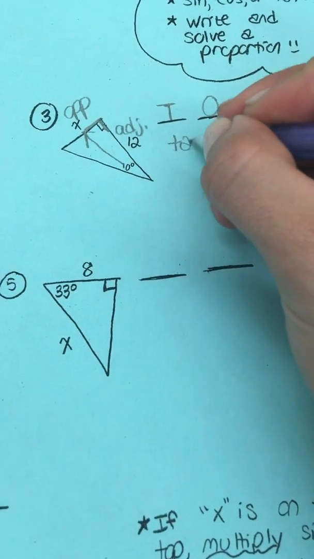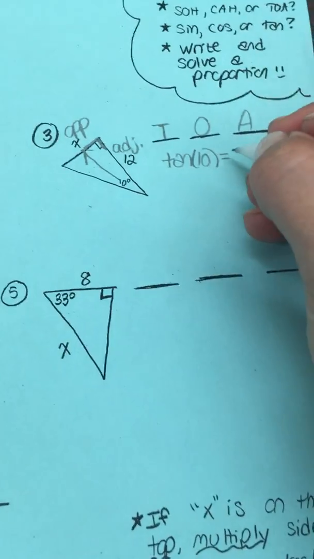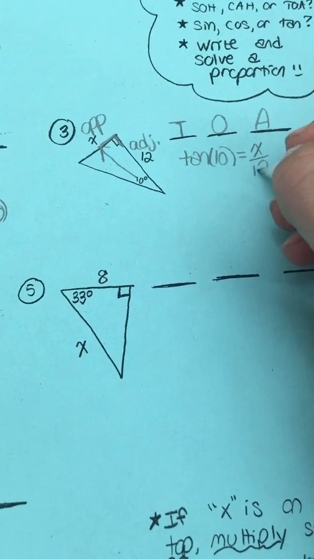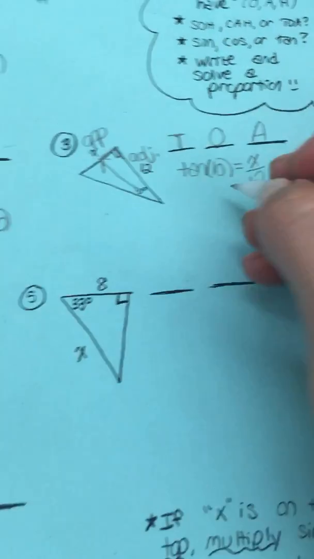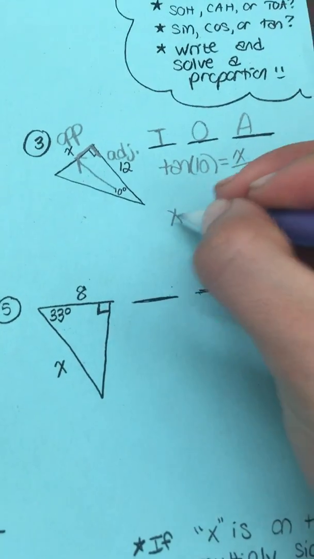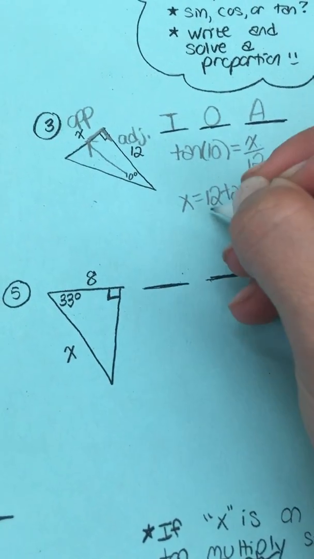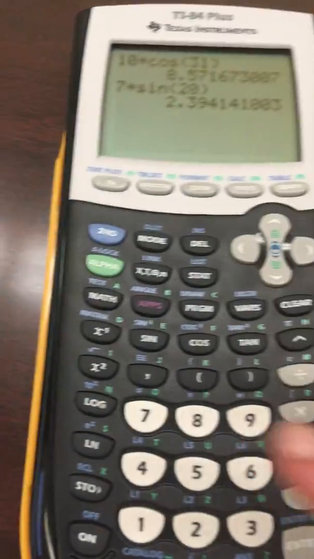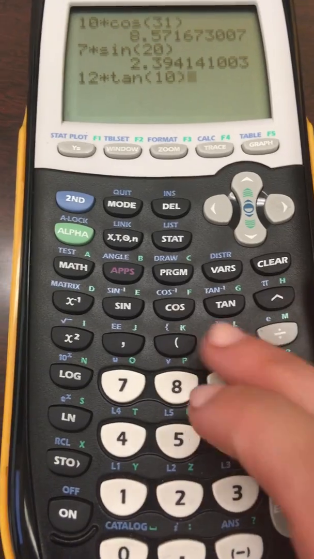So tangent of the angle, 10 degrees, equals opposite over adjacent, 10 over 12. To get x by itself, you would multiply by 12 to undo dividing by 12. So x is 12 tangent 10, and all you have to do is put it on your calculator. 12 times tangent 10.